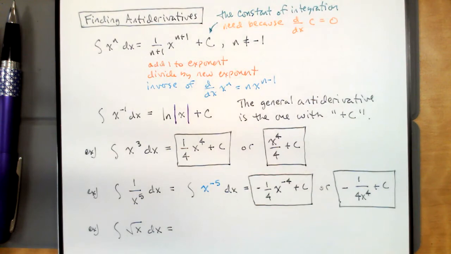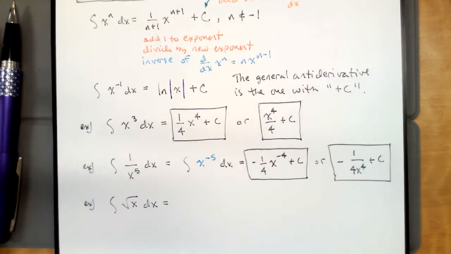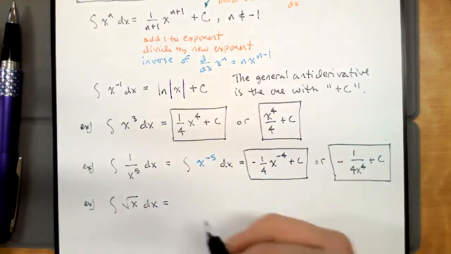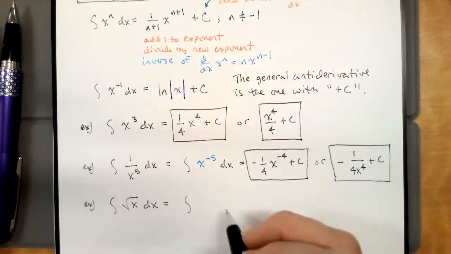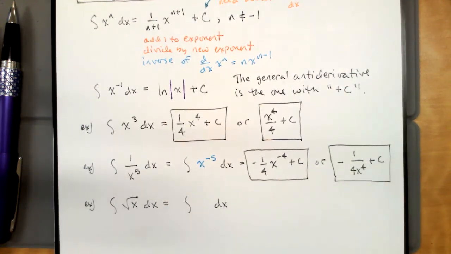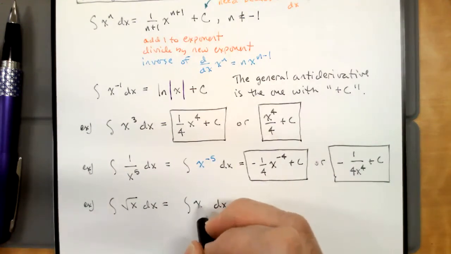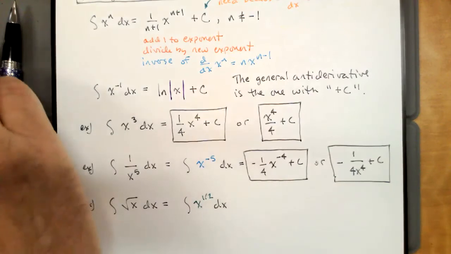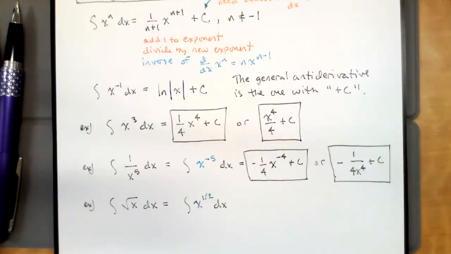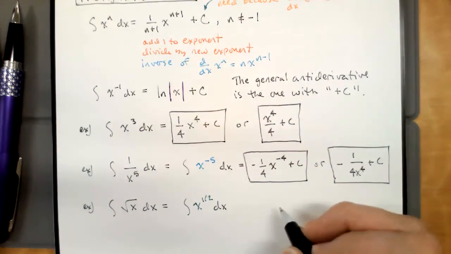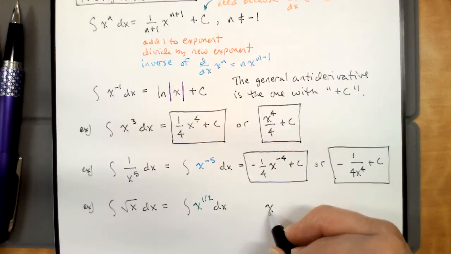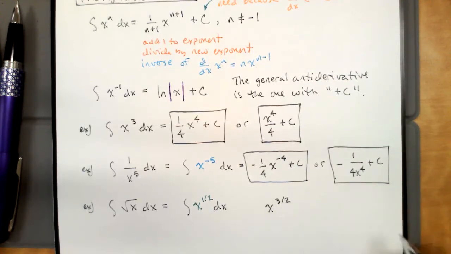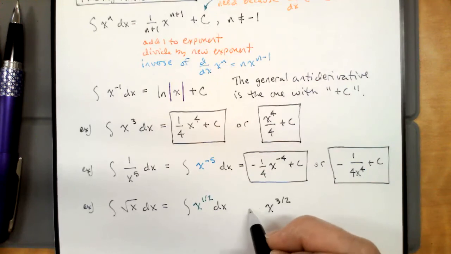What can we do with the square root of x? How can we write that so that we could use our rules? X to the 1/2 power. If we can write powers of x, then we should write powers of x. Once I have x to some constant, I add 1 to the exponent and divide by the new exponent. 1/2 plus 1 is 3/2. 1 divided by 3/2 is 2/3.